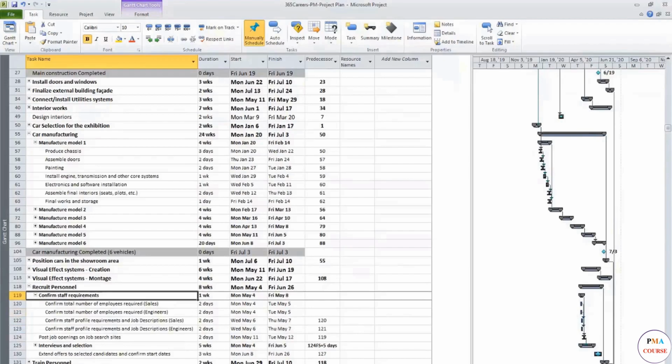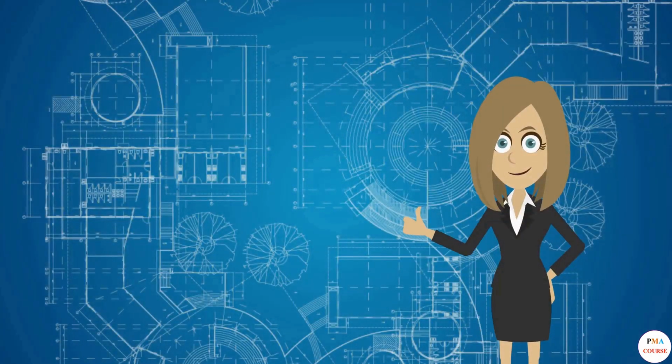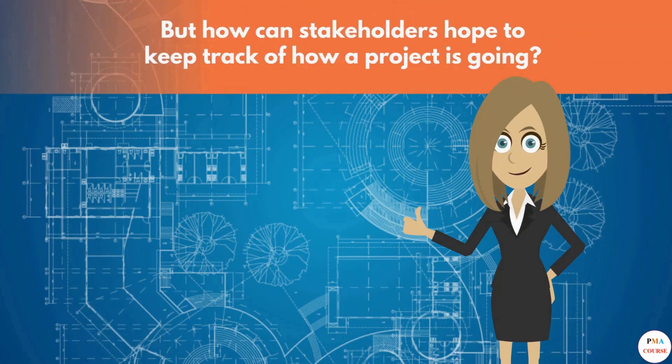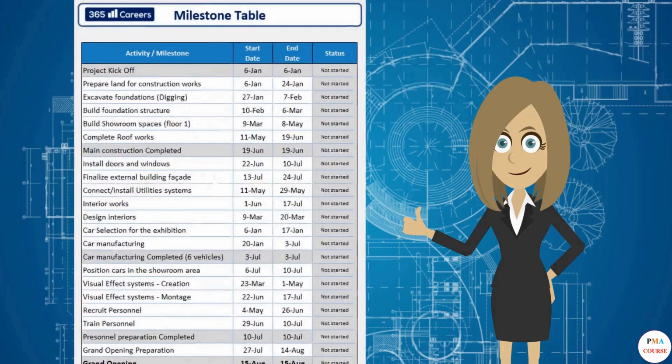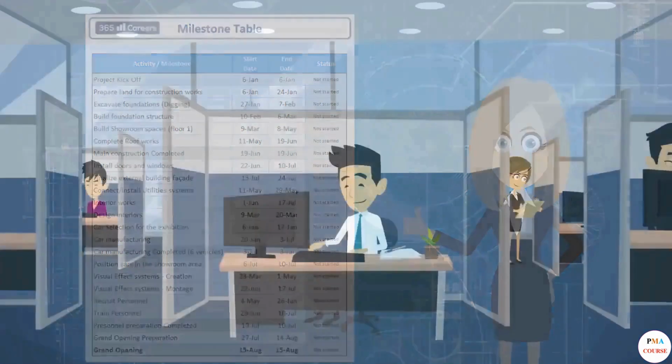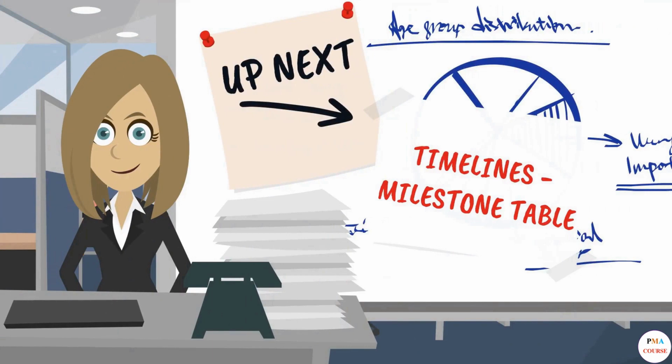Wow, the project manager needs to go into loads of detail, right? But how can stakeholders hope to keep track of how a project is going? Well, a project manager creates a milestone table for them. Join us next lesson to see how and why we do that.